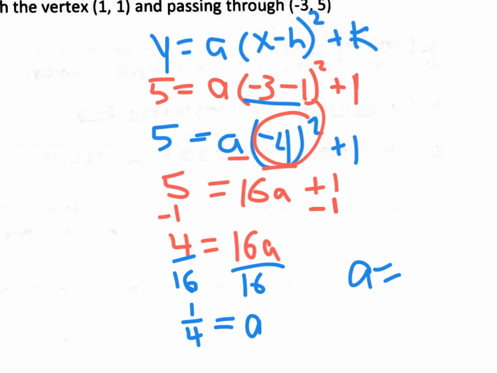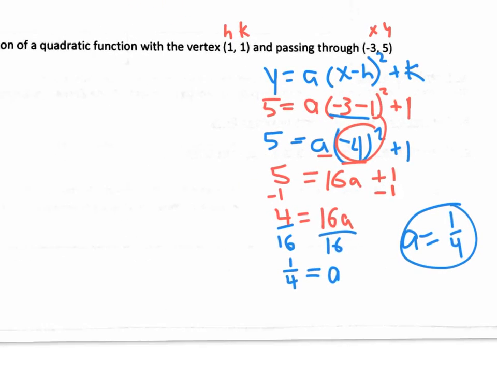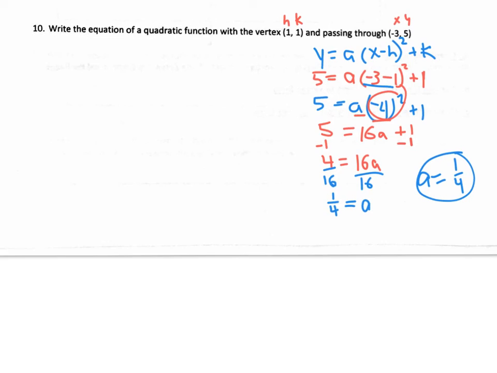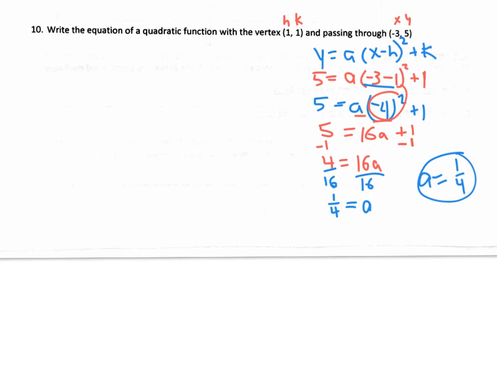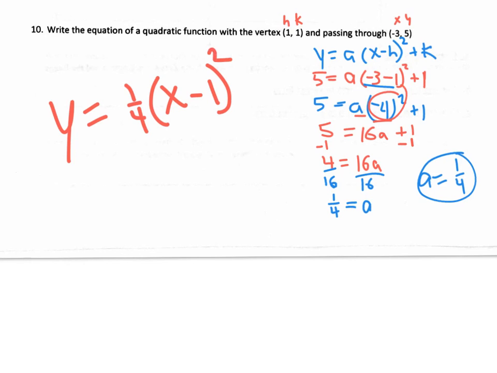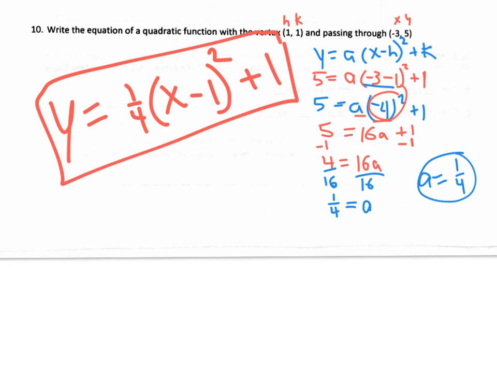Okay, so the original question was to write the equation, all right? And we know that the equation is in vertex form. It's the easiest way to write it. All you need is the a, the h, and the k. And we actually do now have an h and a k, and we also have an a. So let's write our answer. y equals 1/4 parentheses x minus h, which is minus 1. Don't forget the square. And then plus k, which is plus 1 at the very end. Ladies and gentlemen, that's our answer right there for number 10.